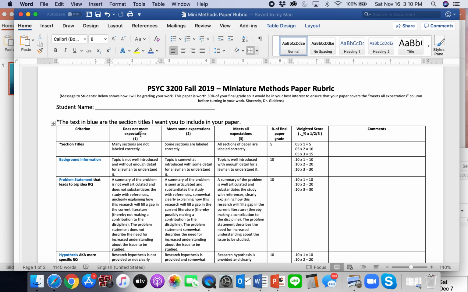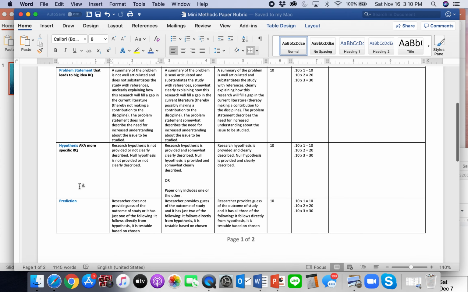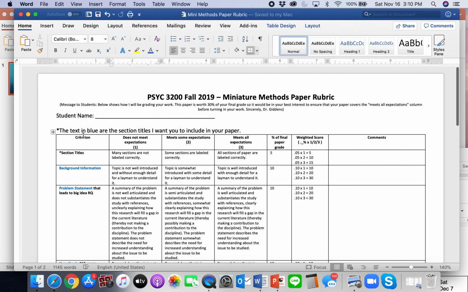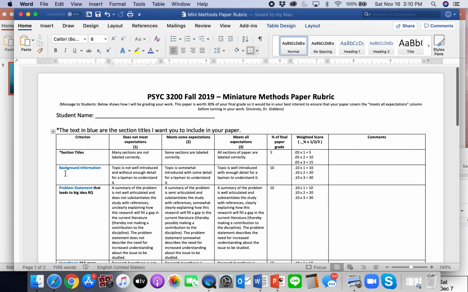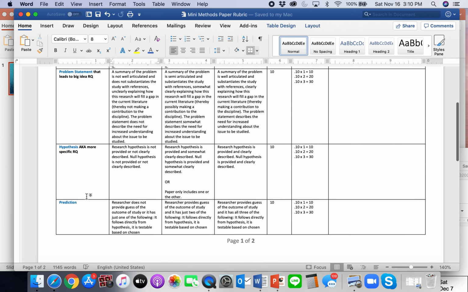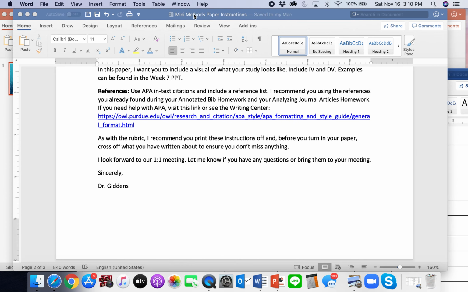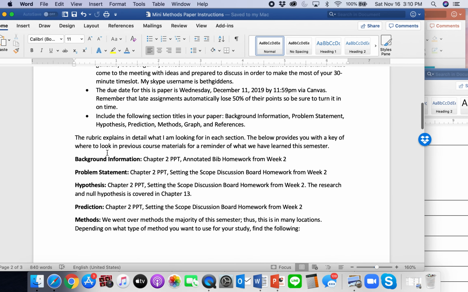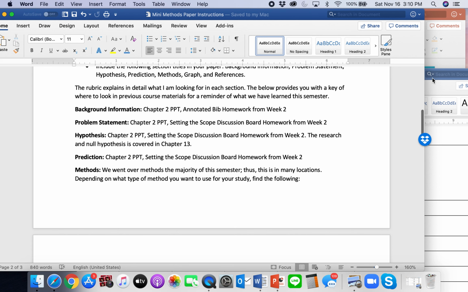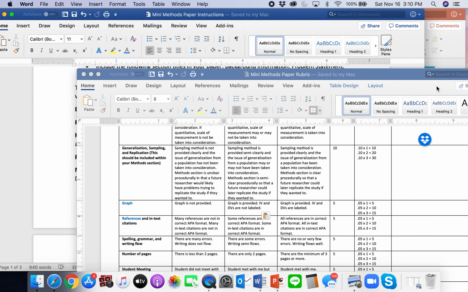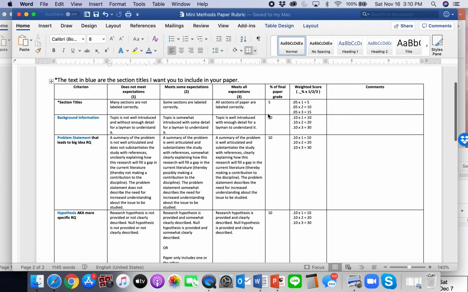So there are some different columns here. Does not meet expectations, meets some expectations, and meets all expectations. So the way that you can get the most points is by scoring here in this meets all expectations column. So these are the different things that I'm going to be looking for in your paper. The text in blue are the section titles I want you to use in your paper: background information, problem statement, hypothesis, prediction, methods, graph, references. We went over those just a few minutes ago with these paper instructions. It's the exact same as the ones that I put here. This just told you where to look from back in the semester, and the rubric tells you what I'm looking for when I'm grading your paper.